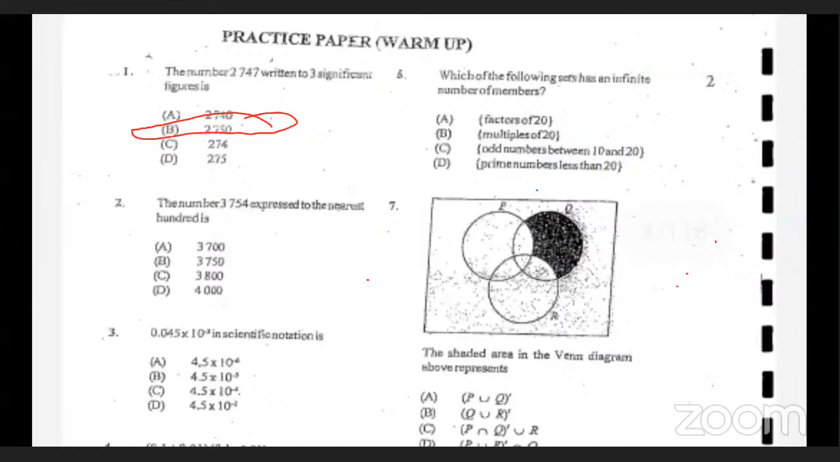While you do that, we're going on to number 2. The number 3,754 expressed to the nearest 100 is. So this is another question where we're rounding off. All right. So the number 3,754 expressed to the nearest 100 is.